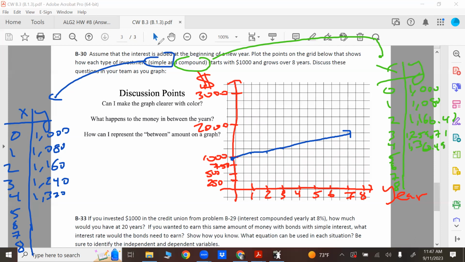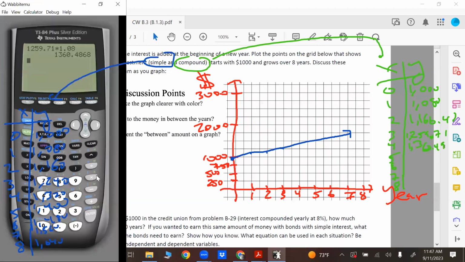Hopefully you guys are getting this. 1400, 1480, 1560, 1640. So yeah, just a straight line. Here you add 0.08 over and over again. And here, you multiply by 1.08.